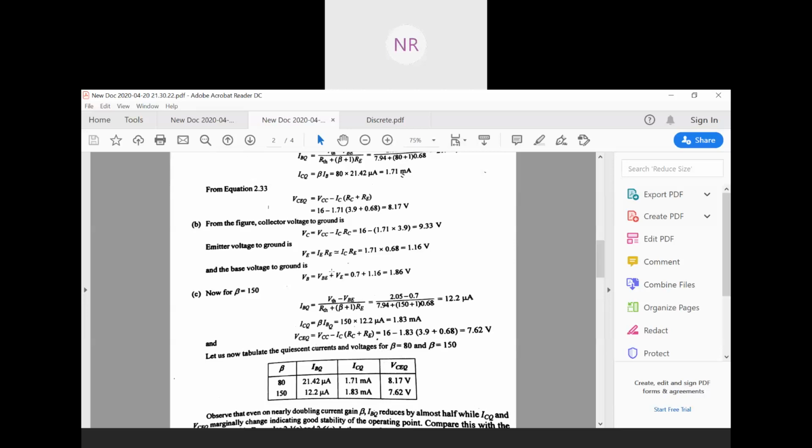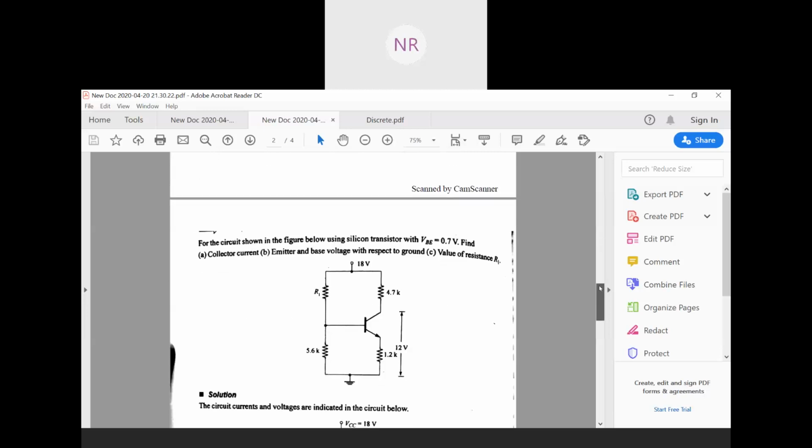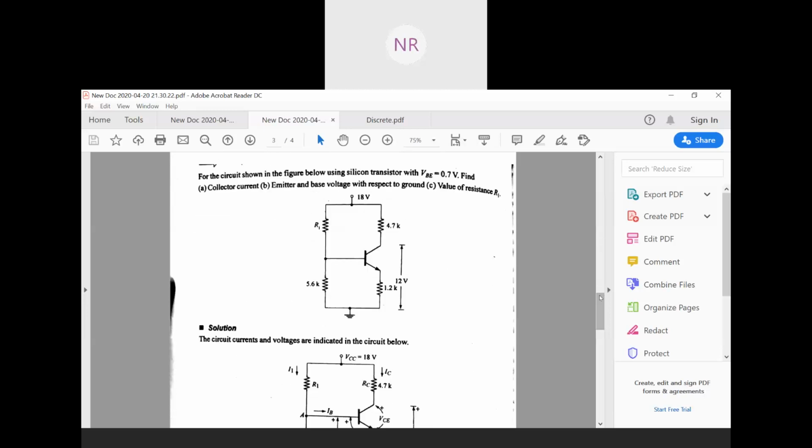That is two different beta values. For these two different beta values, you need to calculate what is IB, what is IC, what is VCEQ, as in the previous problem which I had discussed. I hope it is understood. And the last problem we are going to see is this one.